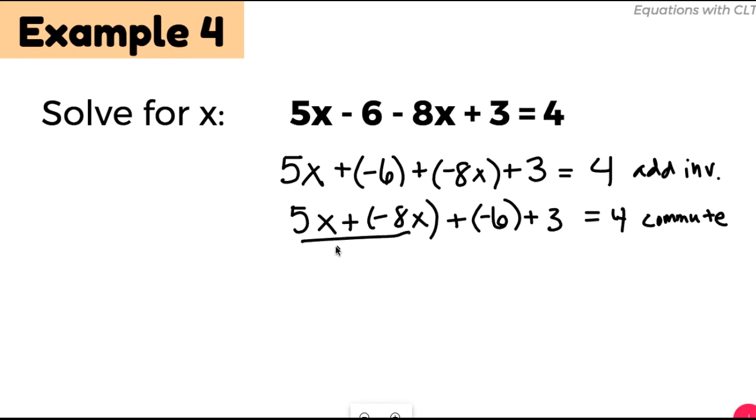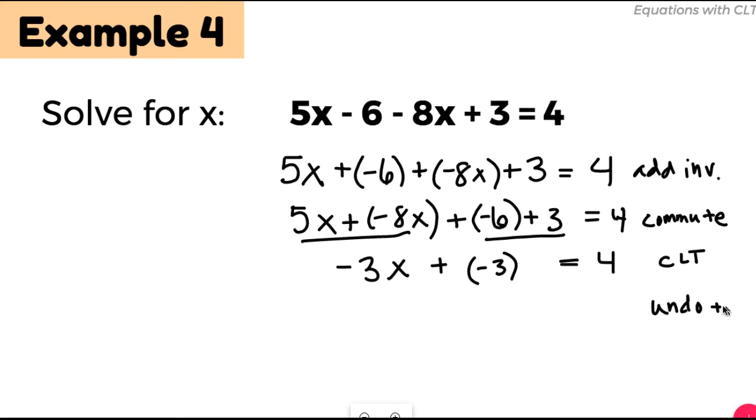So now I combine my 5x and my negative 8x to negative 3x. Negative 6 plus 3 is negative 3, equals 4. I combined like terms. Now I have a two-step equation. Very simple. First thing we do is undo addition. I have a negative 3 I need to get rid of. It needs to become 0. So I add 3 to both sides. I get negative 3x equals 7.